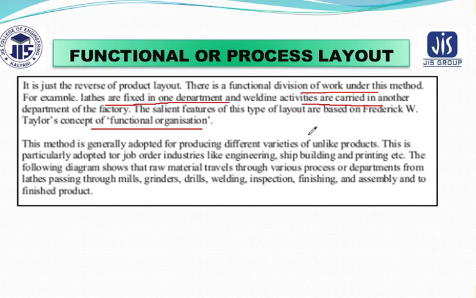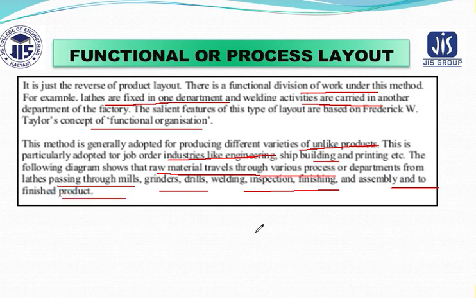And this method is generally adopted for producing different varieties of products, or unlike products, and this particular adaptation is for job order industries like engineering, shipbuilding, printing, etc. They are following this type of production, I mean to say functional or process layout. And the raw material travels through the various processes or departments. It passes through lathe, milling, then grinding, drills, welding, inspection, finishing and assembly, and then to the finished product. As I have already explained in the figure, this is the concept that they are passing through various departments to get the finished product.